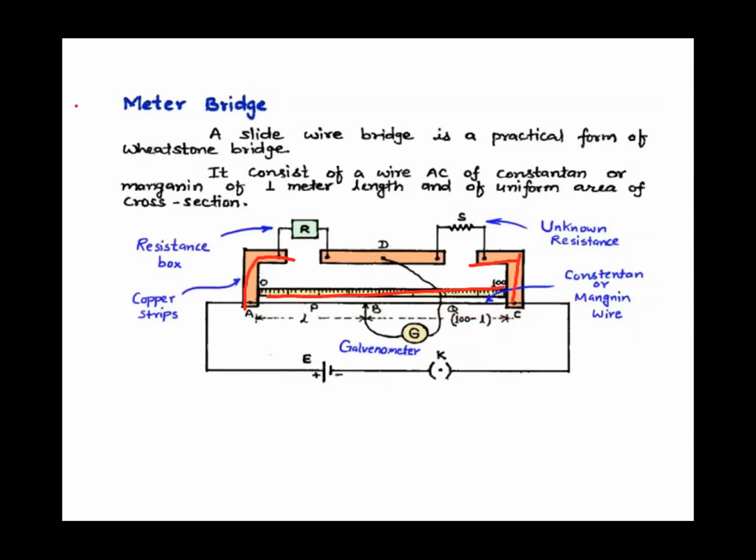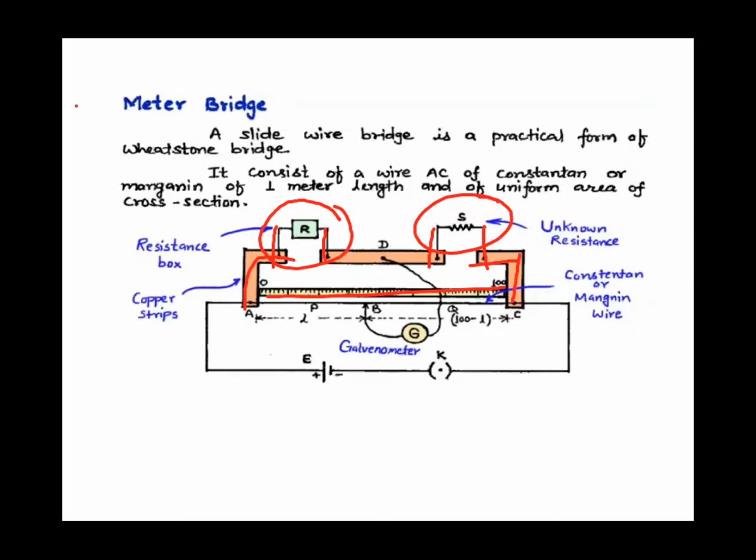Here the 1 meter long wire is attached. Right, children? Then here also one resistor we will connect, and here also one resistor we are connecting. Now this R is a resistance box. This is a known value. We will know this, right children? This S we have to find out.